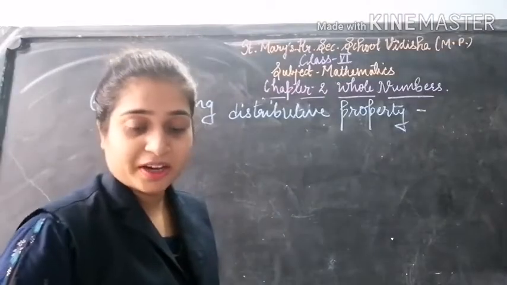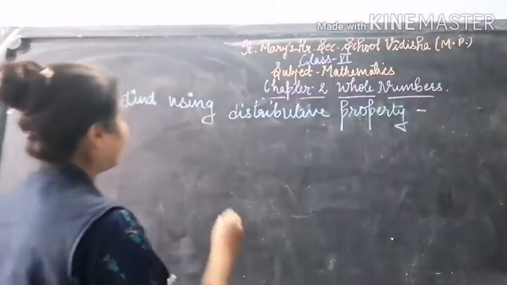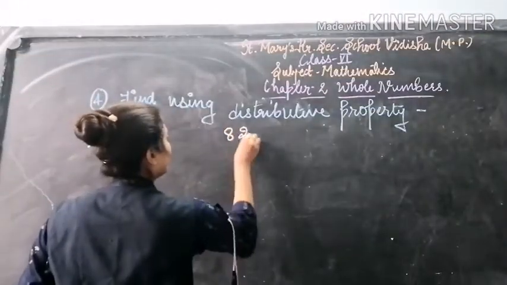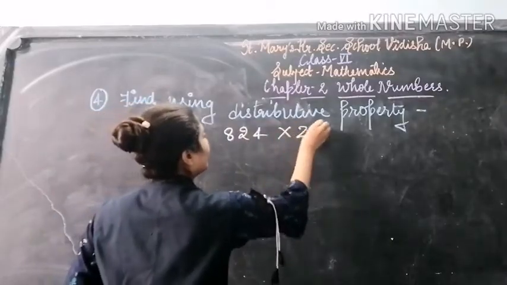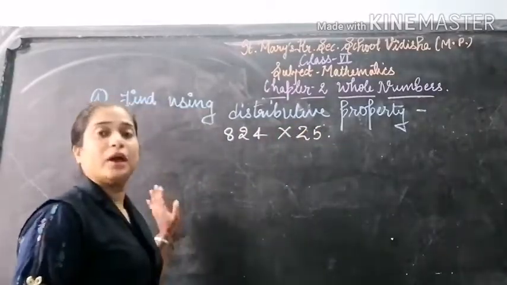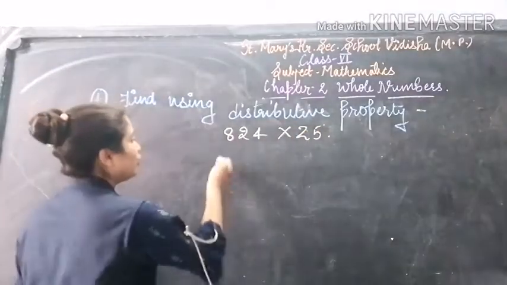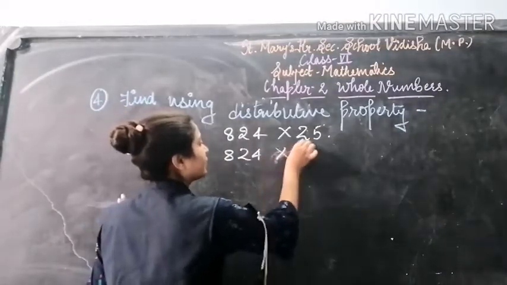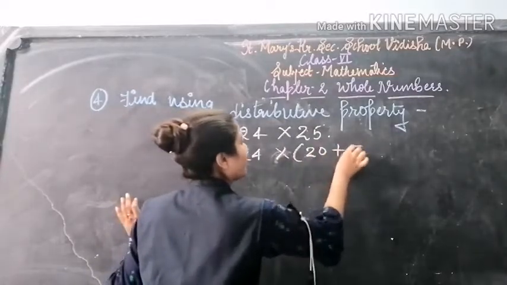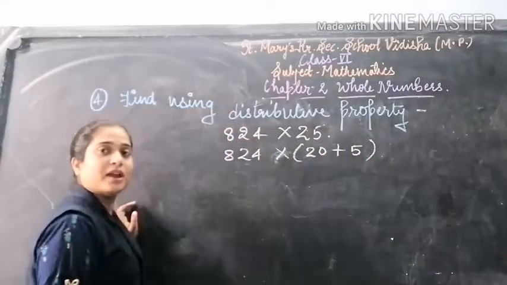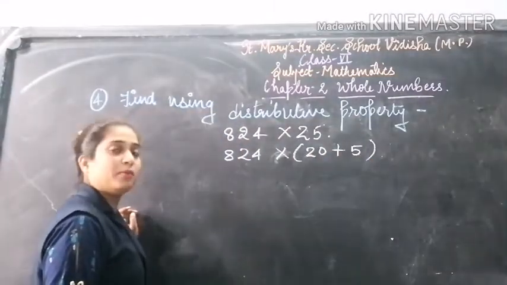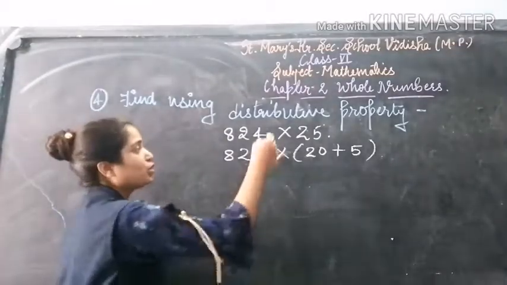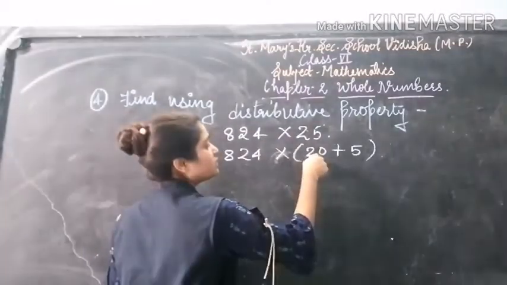Next question is 824 into 25. Now how can we break this number? We have to break 25 as 20 plus 5. 20 plus 5 is 25. So we have done this 20 plus 5.